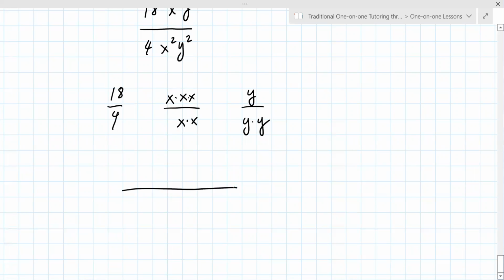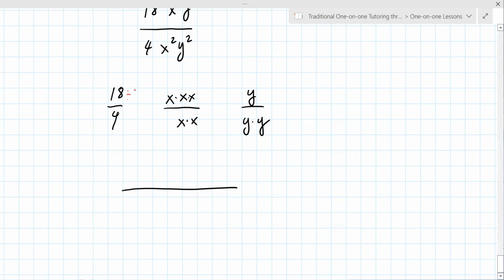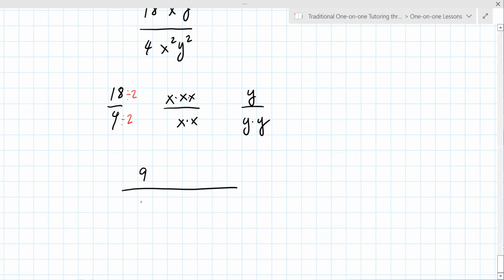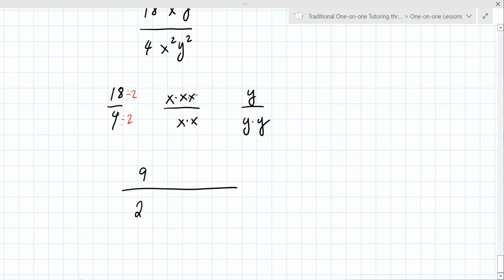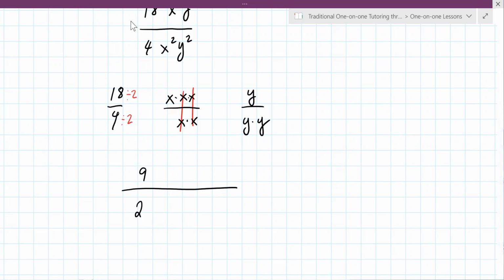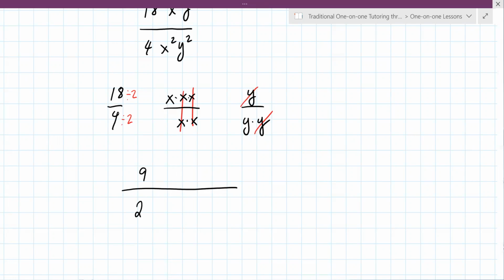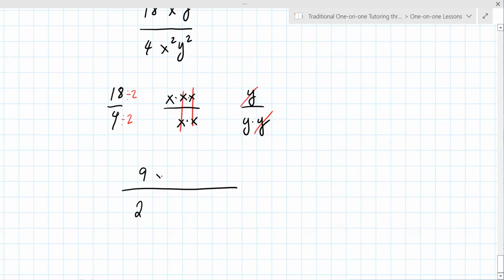So then for 18, let's see. 4. You can divide them both by 2. 9 times 2. Okay, here we 2 times 2. So 9 over 2. Good. Get rid of 2 x's. And then what do I do with my other problem? So it's 9 over 2x.